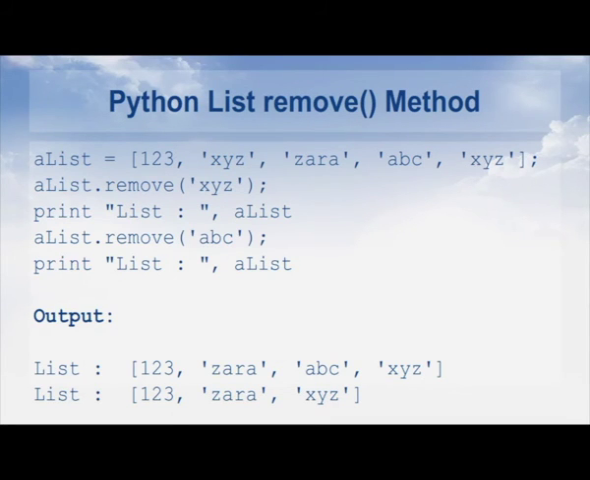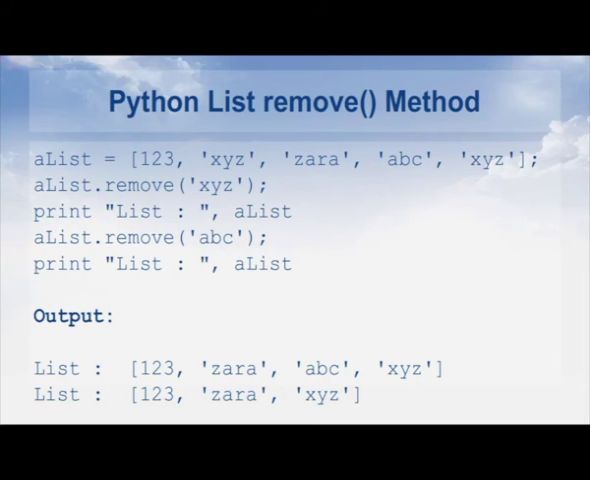The remove method. So, list has another method remove. Just like insert and append add elements to the list, the remove method removes an element from the list. Now, here again I have the same list, a list with 5 elements. Now, I say remove XYZ. So, what happens is, just carefully observe this code.